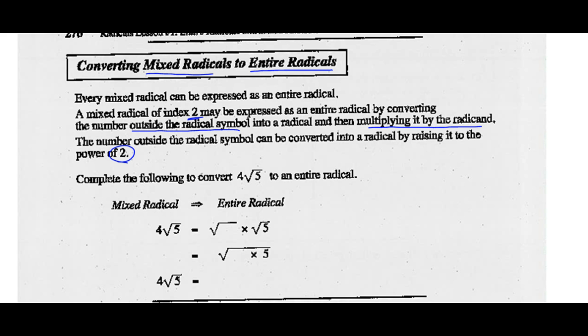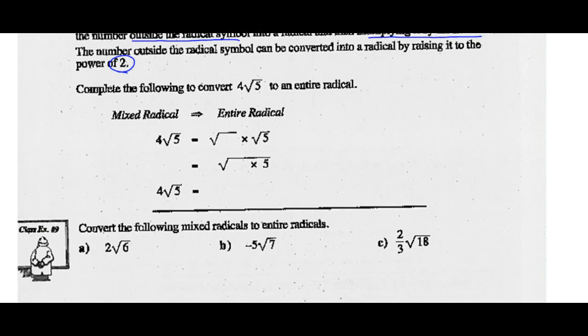So complete the following to convert 4 radical 5 to an entire radical. We're going to start with the mixed radical 4 radical 5. In order to bring the number 4 inside the radical sign, we would square it, because the index number is understood to be 2. So to bring it inside the radical sign, we must square it. So 4 squared is 16. We can now use our rule. The square root of 4 squared times the square root of 5 can be written as the square root of 16 times 5. And 16 times 5 is 80. So mixed radical 4 root 5 is the same as entire radical 80.